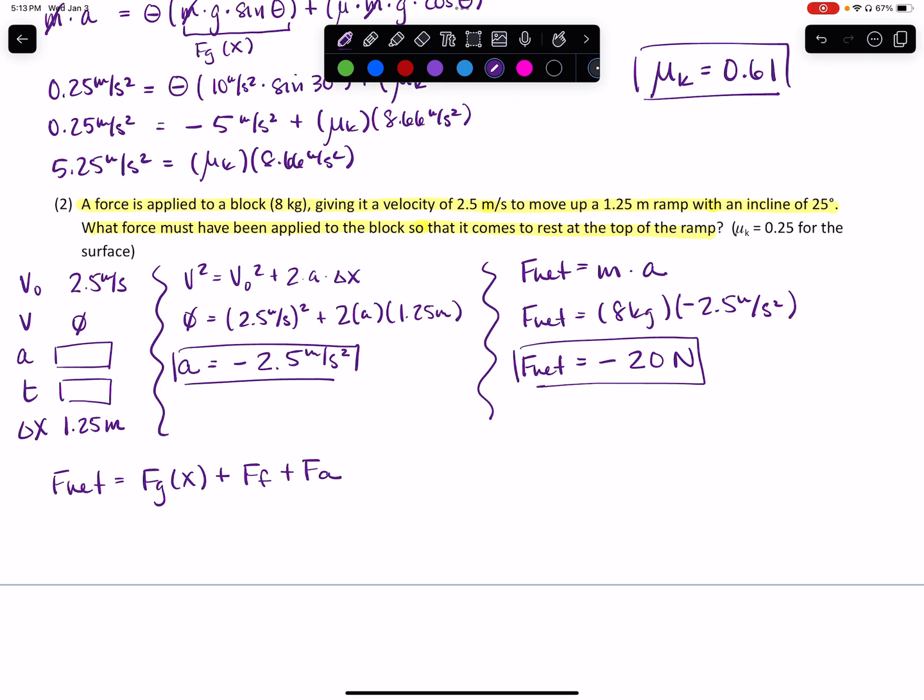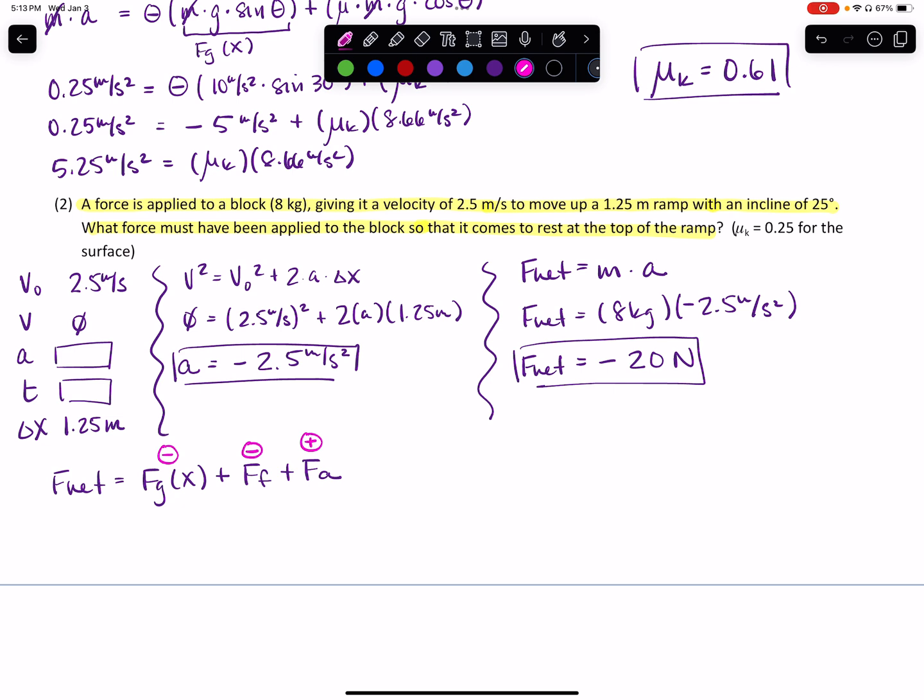That's a little different than what we've seen before, but it's not a big deal. We know that the x component is pointing downhill, so that's negative. The block is being pushed up, which means the frictional force opposes that motion and also points downhill. And then my applied force will be the positive force pushing the block up the hill.